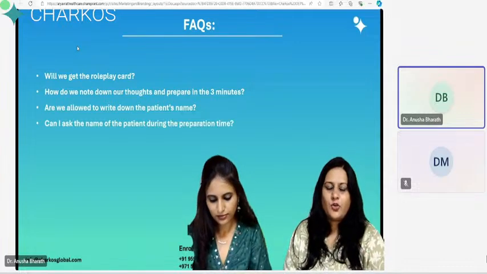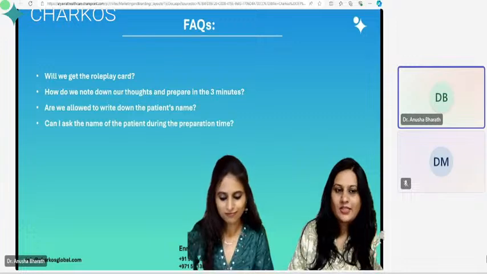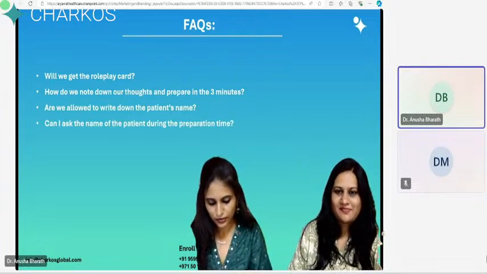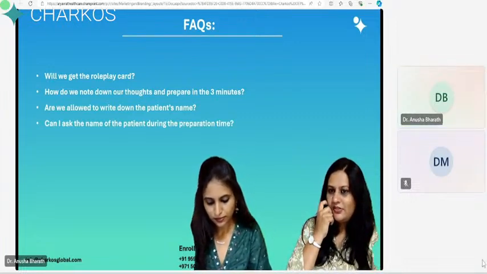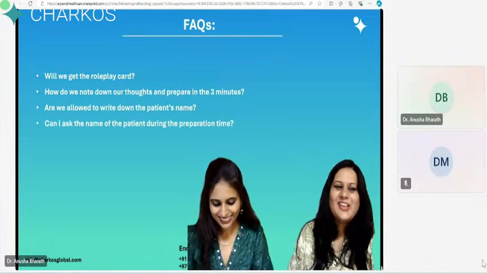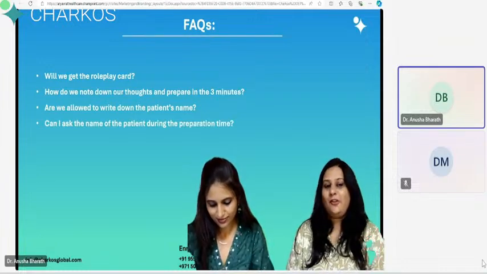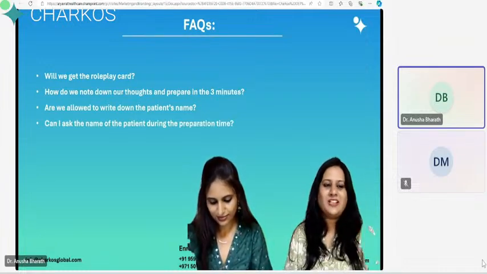These are a few FAQs. After this, we will definitely start with the sample role plays. Will we get the role play card? Yes, you will be getting your role play card, and you will also have a pencil if you want to note down some points.